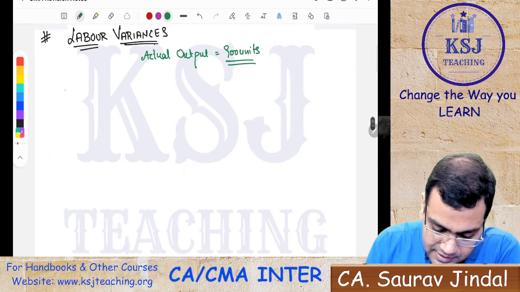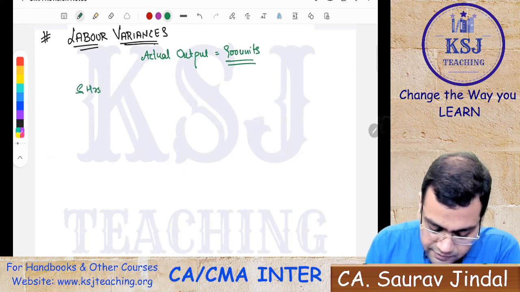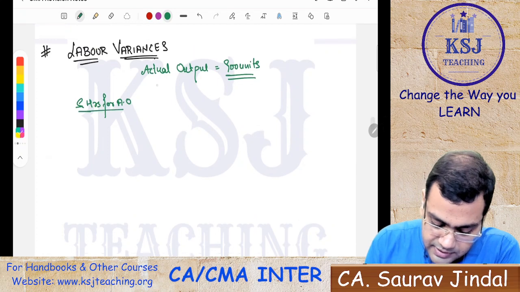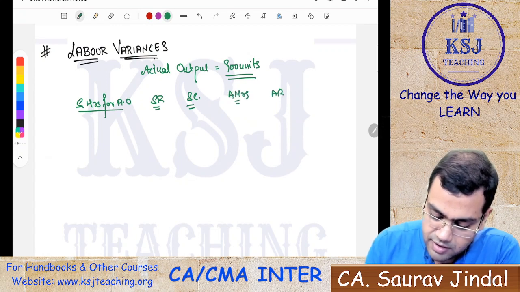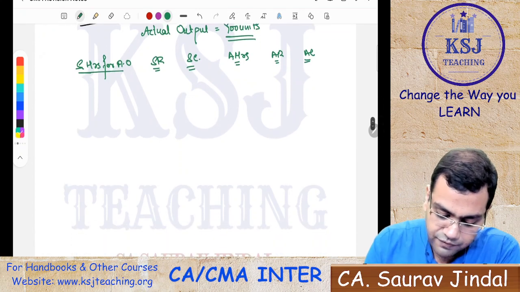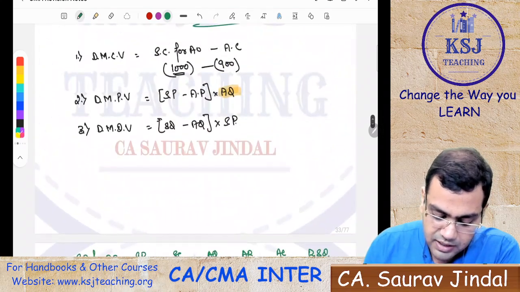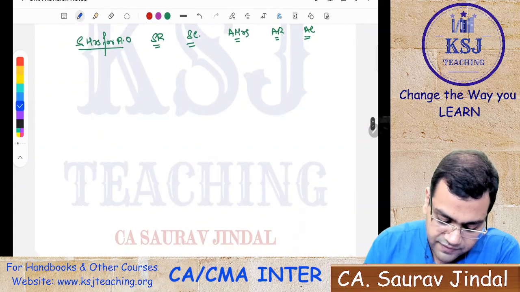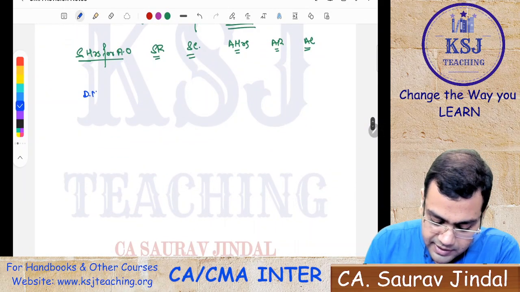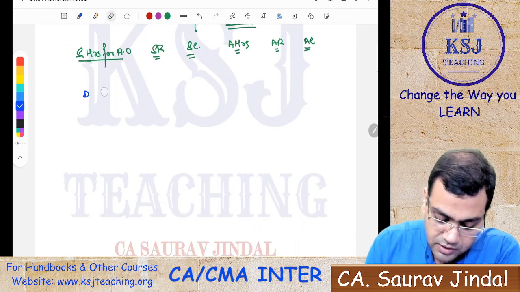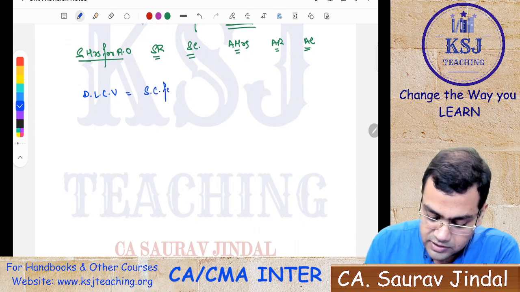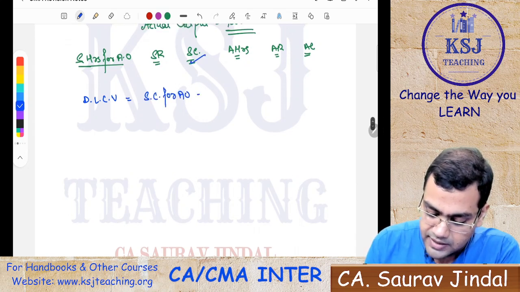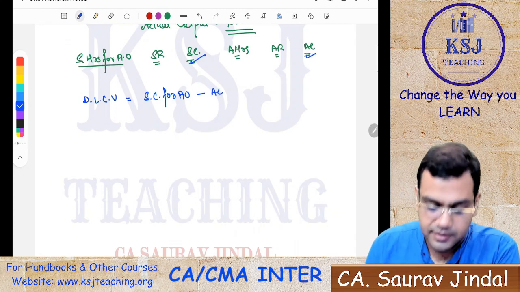So we prepare the table as standard hours for actual output, then standard rate, standard cost, right? Actual hours, actual rate, and actual cost, right? So from here we can find out the variances similar to how we have found out there, right? So what will be the variances here? The direct labor cost variance, that is standard cost for actual output, that is this one, minus the actual cost, that is this one, right?